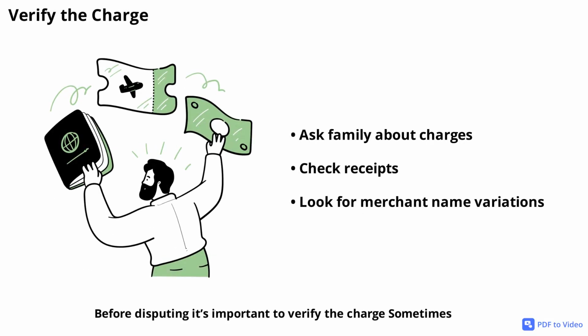Before disputing, it's important to verify the charge. Sometimes, a family member may have used your card, or a merchant's name may appear differently on your statement. Double-check with anyone who has access to your card and review your receipts. If you still can't identify the charge, it's time to move forward with the dispute process. Being thorough at this stage can save you time and prevent unnecessary disputes.